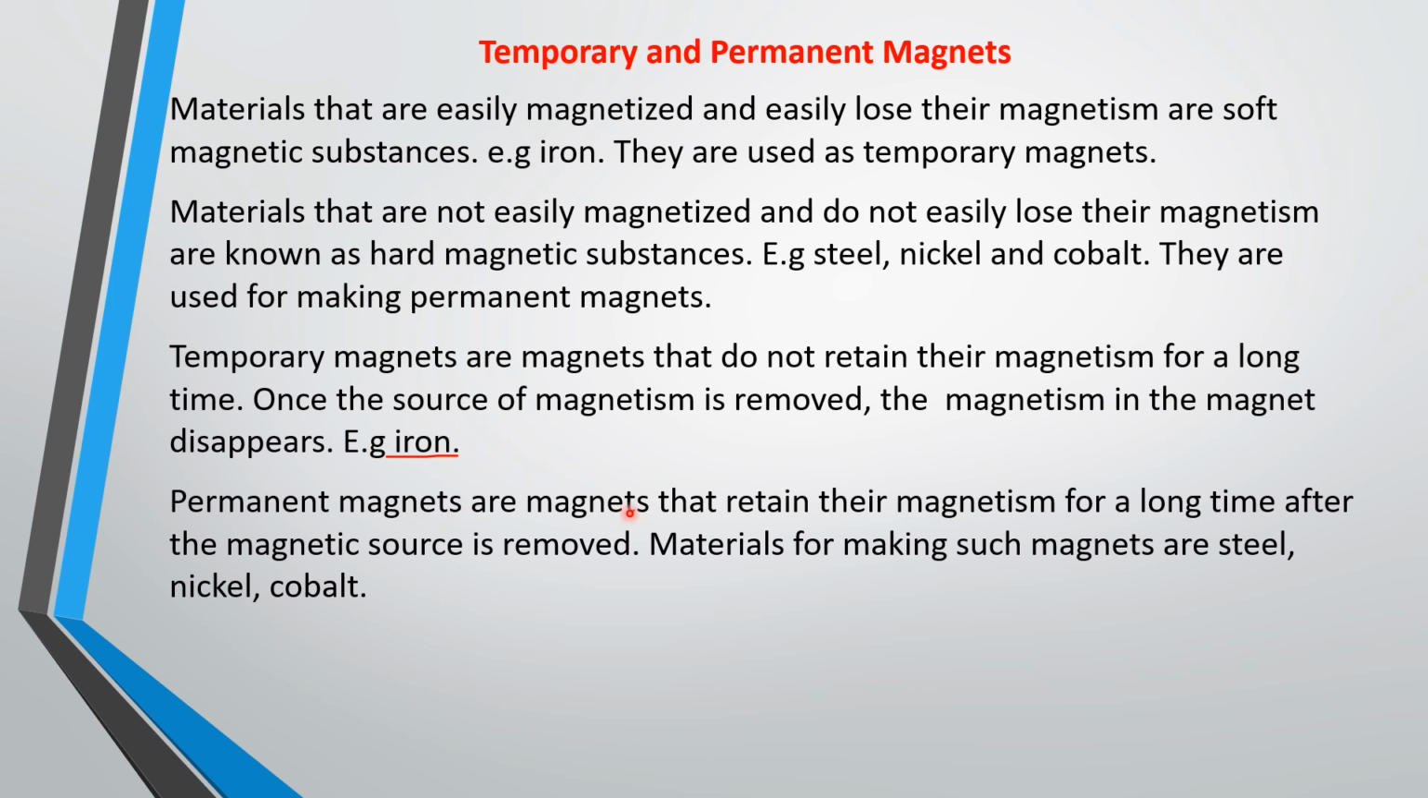Permanent magnets are magnets that retain their magnetism for a long time after the magnetic source is removed. So materials for making such magnets are steel, nickel, cobalt, and so on. Is that okay? So that is temporary and permanent magnets.